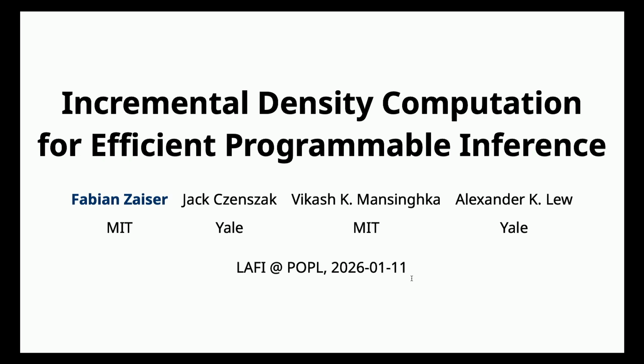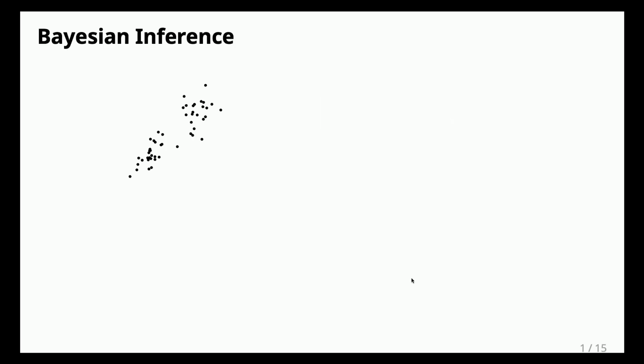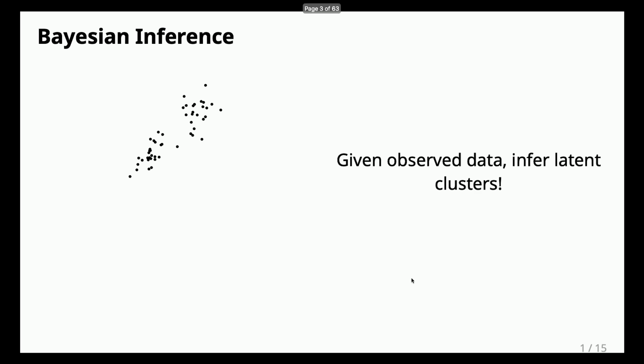So what I'm presenting today is joint work with Jack and Alex, who are here, and Vikash. And to start with, I want to show you a little illustrative example. Suppose you have some data points like these, and it looks like they come from two different clusters. Now suppose you want to infer the latent clusters from this observed data. So you want to get to this ground truth here.